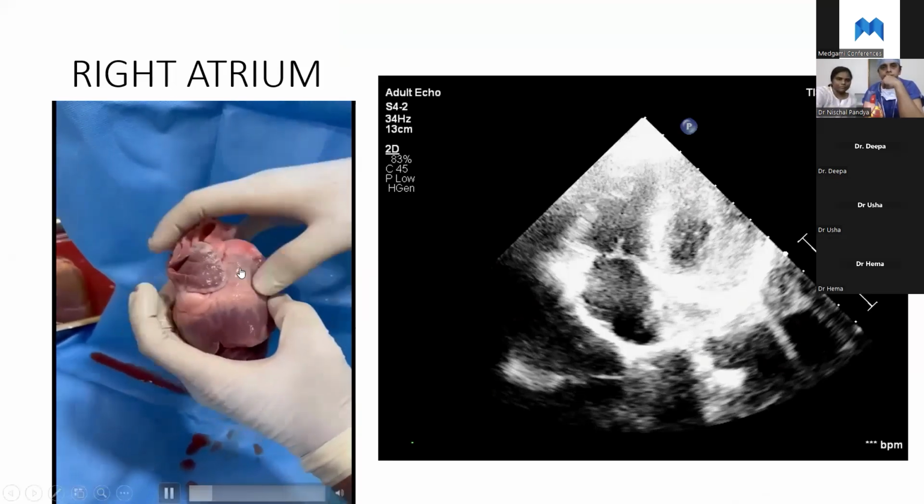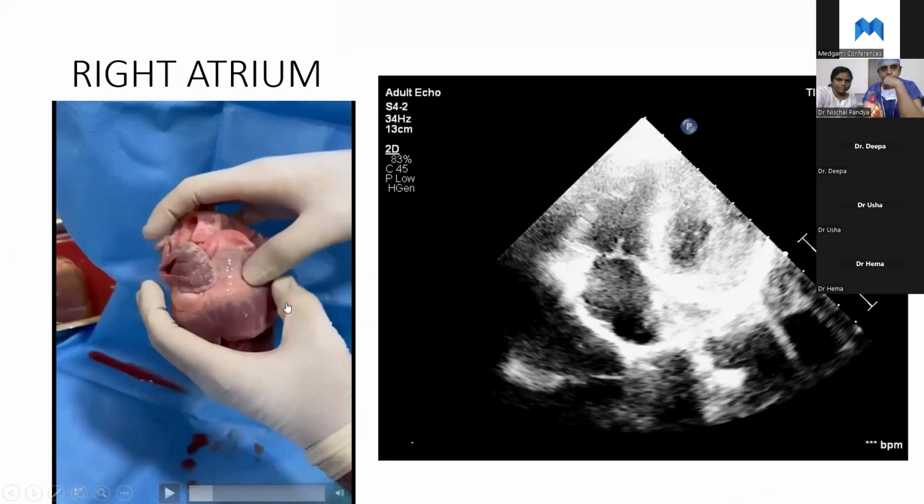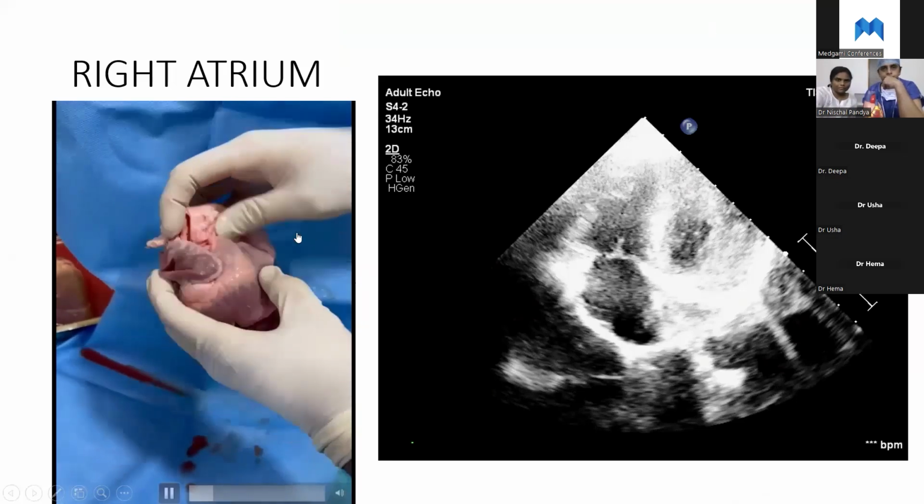Now coming to it, step by step. That is very small. Yeah.